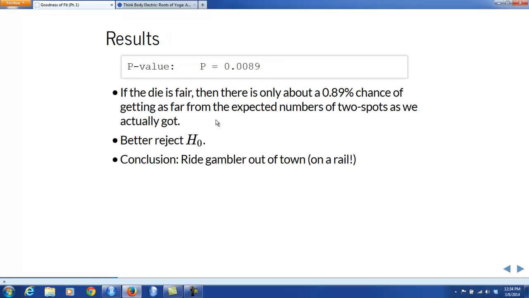If you ran that code and looked in the console, then you found amongst the output that the p-value was about 0.0089. Remember how we interpret that. If the die is fair, then there's only about a 0.89% chance of getting as far from the expected number of 2 spots as we actually got. We'd better reject that null hypothesis, so the conclusion might be a violent one. As sheriff, we might ride the gambler out of town on a rail.